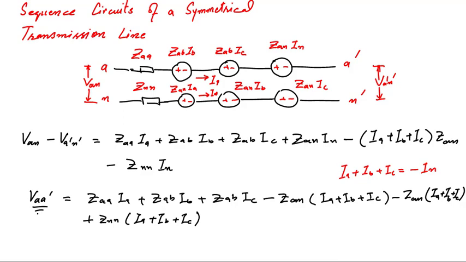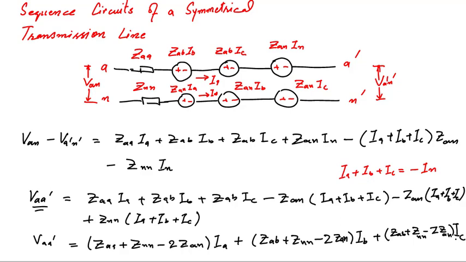VA to A prime. So if we combine the coefficient of these three currents IA, IB and IC, the voltage VA to A prime can be written as, the coefficient of current IA will be ZAA plus ZNN minus 2ZAN from these two terms and ZNN. Similarly, the coefficient of current IB and IC will be equal. So here we have written the equation for VAA prime.